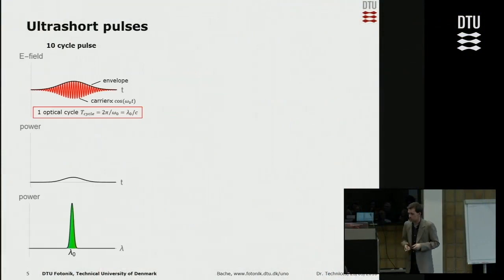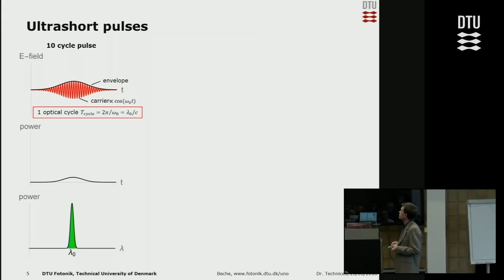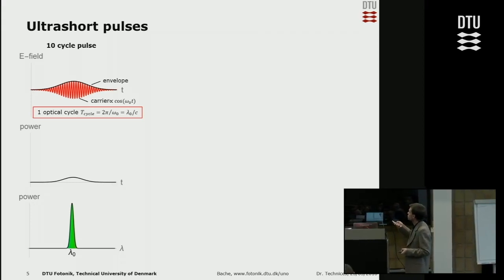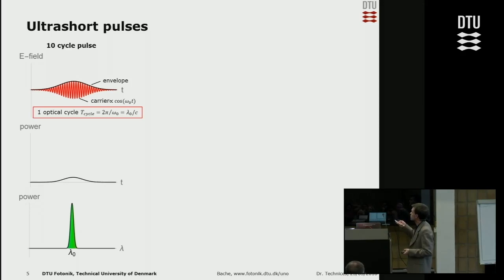So, just to give some more basic background on ultra-short pulses, typically we talk about an electromagnetic field that has an envelope, the black line, and a carrier wave, the red line. The carrier wave oscillates with a cosine at the carrier frequency omega naught. The optical cycle of this field is then defined by 2 pi over the frequency, or lambda, the carrier wavelength, over the vacuum speed of light.